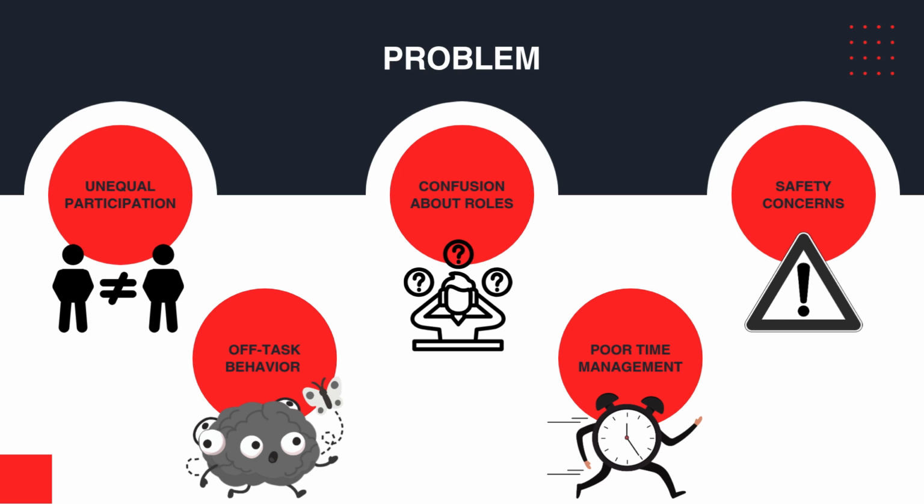When kitchen groups lack structure, several classroom management issues can appear. Participation often becomes unequal, with one student doing most of the work while others remain off task, causing chaos in your kitchen or even testing your patience. You also have that one student who conveniently always needs to use the restroom when it's time to start washing dishes. Students may also become confused about their roles and responsibilities, which slows the workflow and creates frustration within the group.